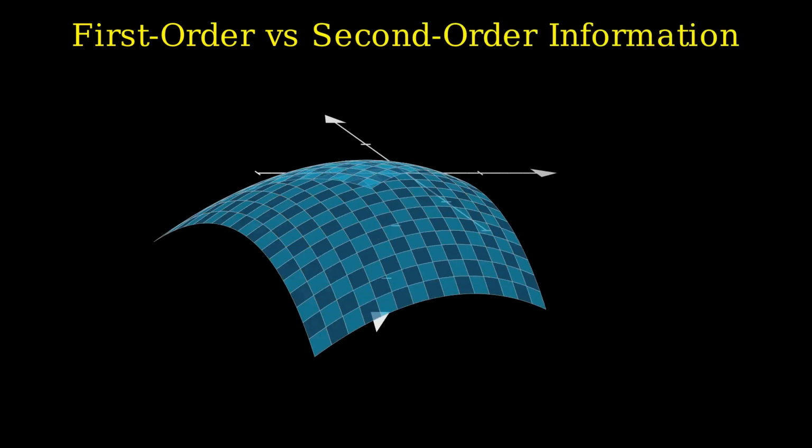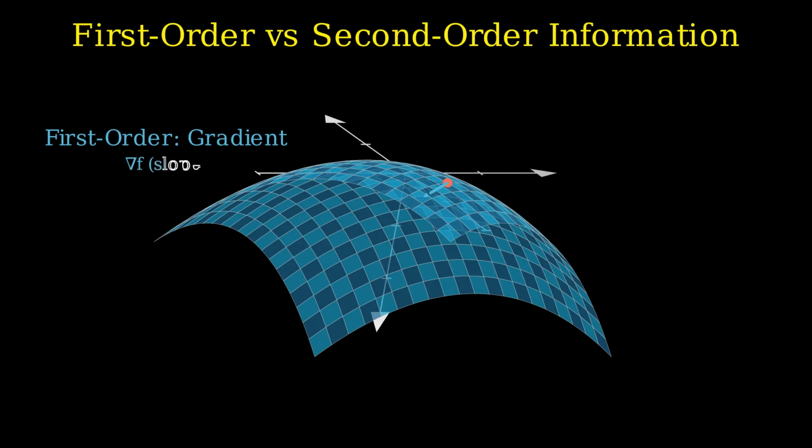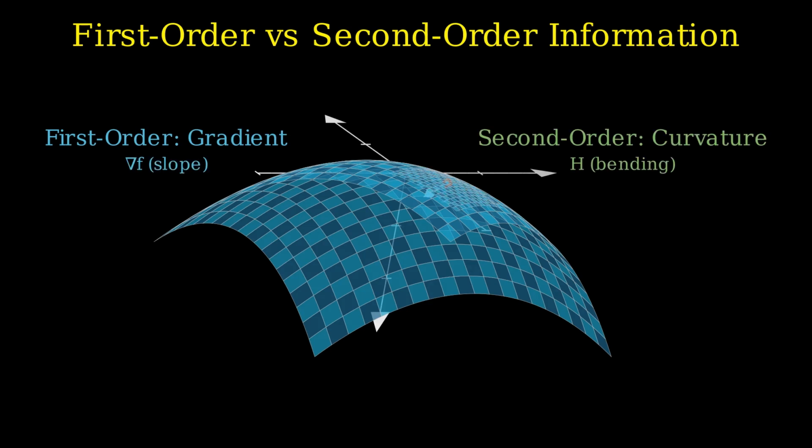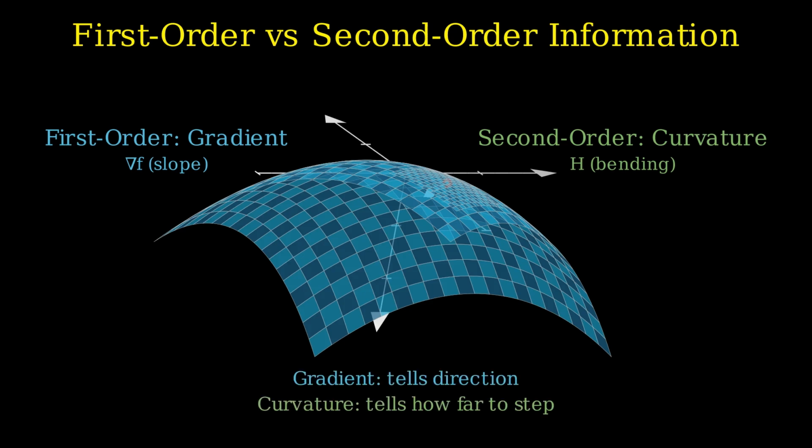First-order methods like gradient descent use only the gradient, the slope of the function. They're directionally aware but geometrically blind. Second-order methods use both the gradient and the curvature. They ask, how much is this function bending in each direction?